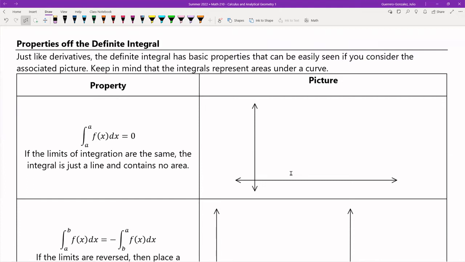Like I said, I like the pictures for them. So I'm going to do the picture for each one of these properties. The property is going to be on the left. The picture is going to be on the right.